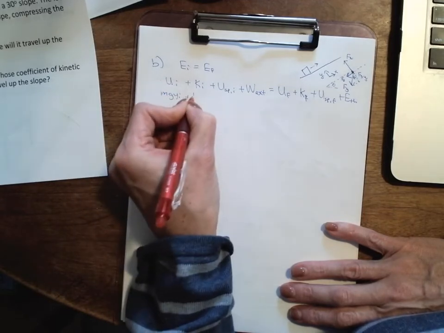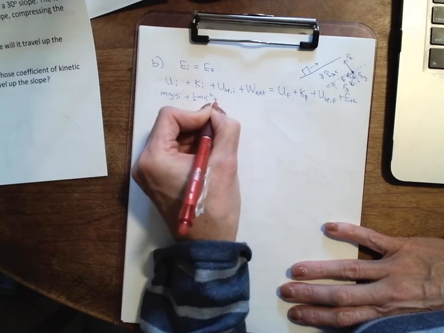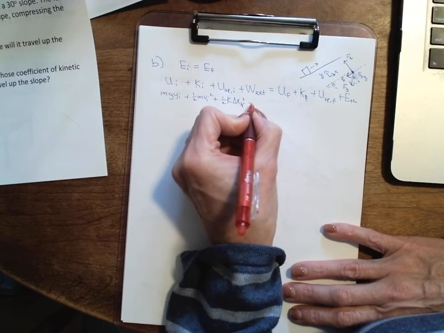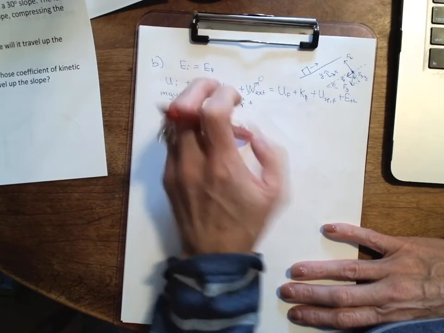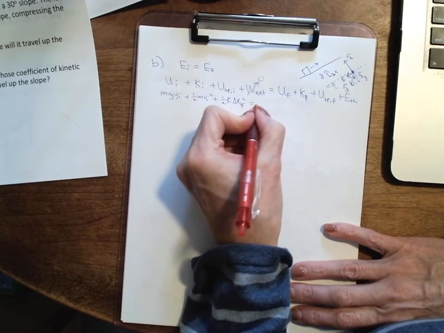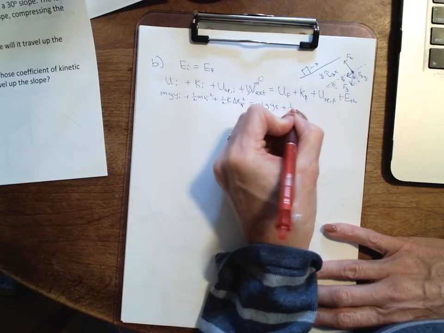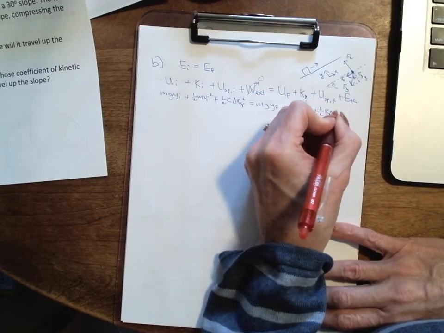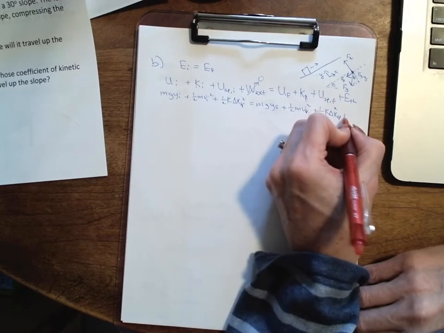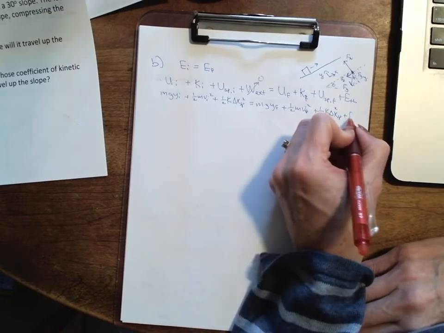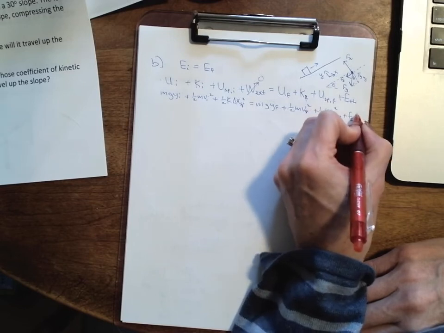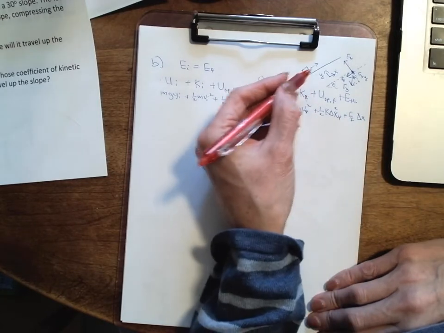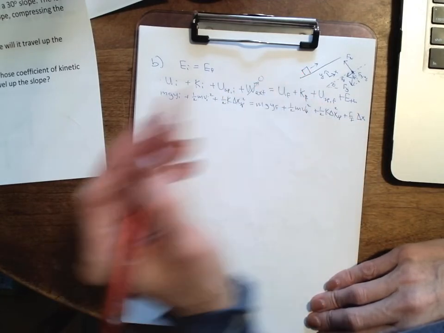So here I have mgy initial plus 1/2 mv initial squared plus 1/2 k delta x spring squared plus, and then this is 0, so I don't have that. And now I'm going to have mgy final plus 1/2 mv final squared plus 1/2 k delta x of the spring squared plus my force of friction times delta x. So this is the work that's done. As it goes up, it's taking energy out of the system due to friction.